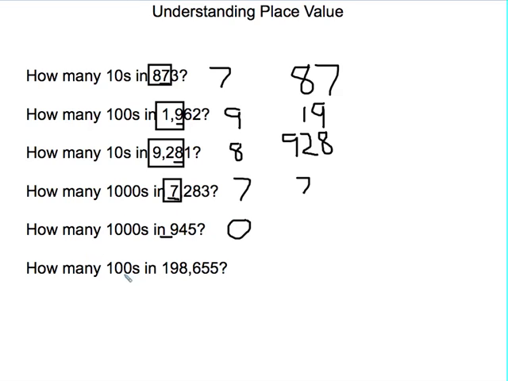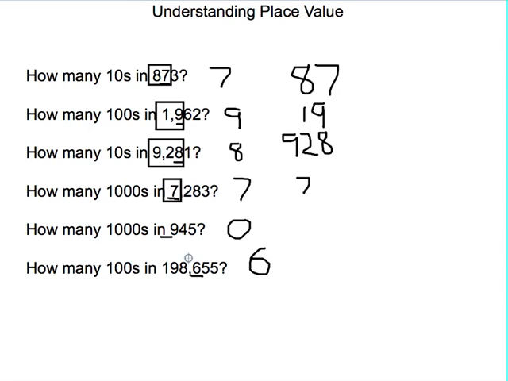How about this last one? How many hundreds are in 198,655? Well, that's a big number. I have my ones, tens, hundreds, thousands, 10,000, 100,000. I said hundreds when I was in the 6. So my traditional way of thinking would be to say that there are 6 hundreds, and that's correct. Could I make a group, though?